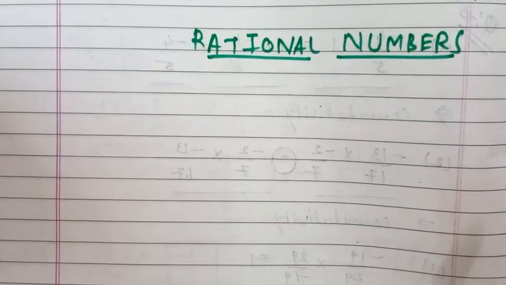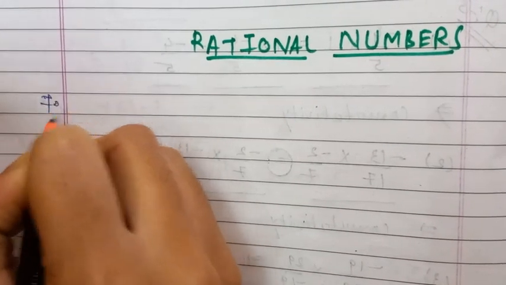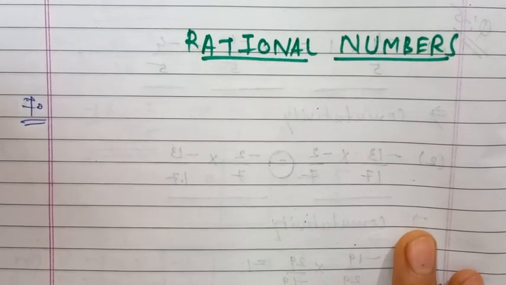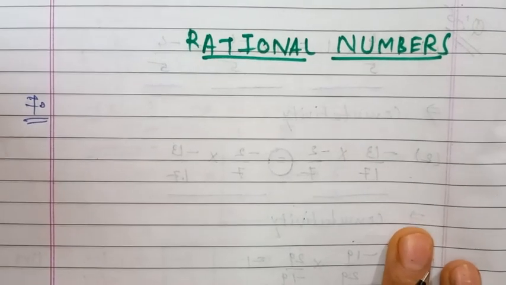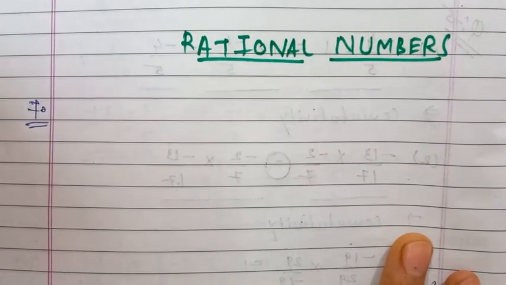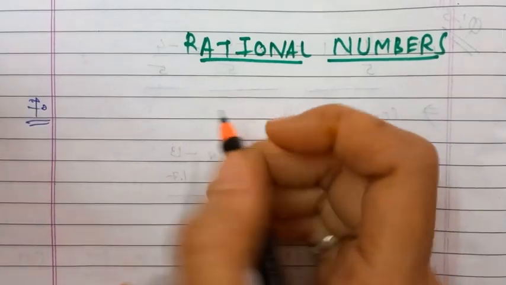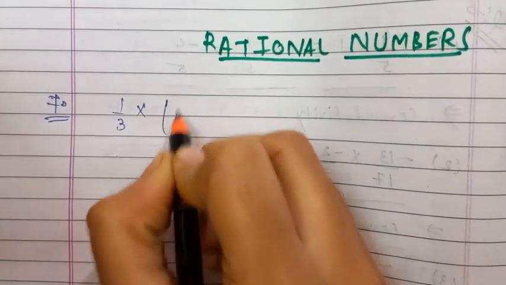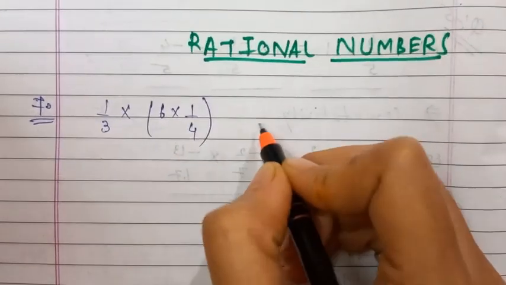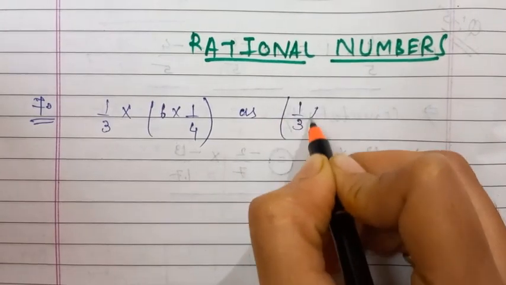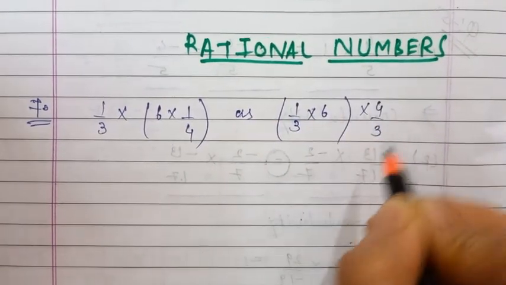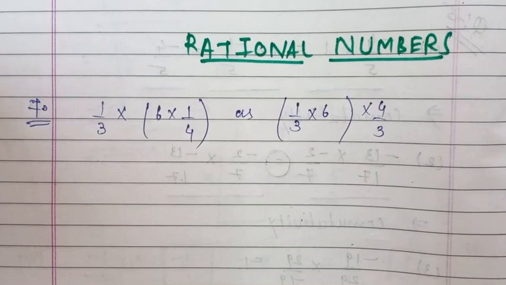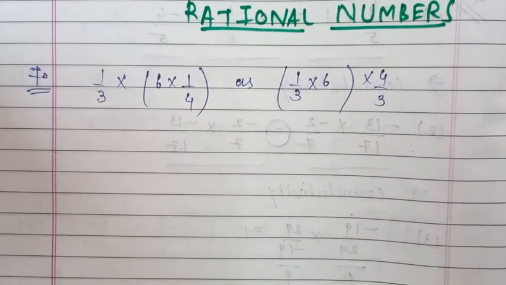Question number 7. What is question number 7 telling? Tell what property allows you to compute. We have 2 multiplications: 1 by 3 into 6 into 1 by 4 as 1 by 3 into 6 into 4 by 3. Tell what property allows you to compute this. So which property allows us to compute this?